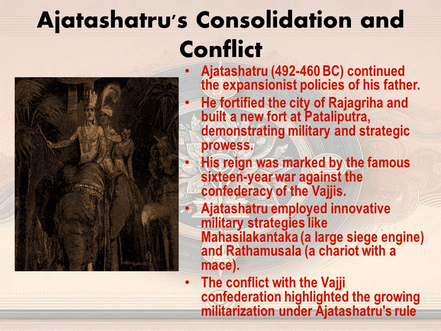So, a ruler must be capable enough militarily in order to continue a war against a powerful state for 16 years. Thus, from the 16-year war with the Vajji Confederacy, we come to know that Ajatashatru had great military power under his control.